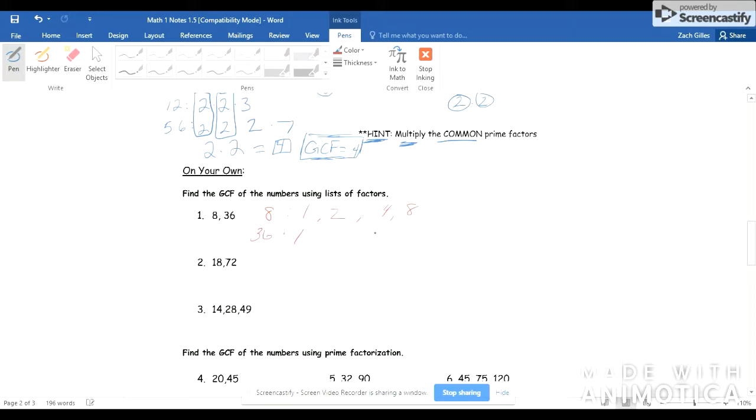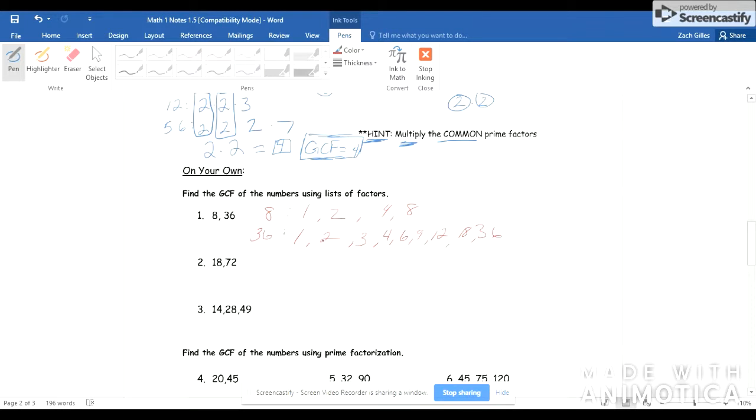Factors of 36: 1 times 36, 2 times 18. Is 3 a factor of 36? I think so. 3 times 12. Is 4 a factor of 36? I think so. 4 times 9. 5, no. 6, yeah, 6 times 6. I just have to write it once.